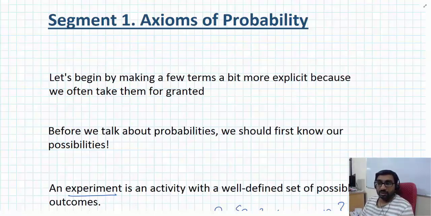An example of an experiment could be rolling a die, or tossing a coin, or running a randomized algorithm, and so on and so forth. And these outcomes that we're talking about are the various possibilities that we can encounter as a result of the experiment. Now, a clear understanding of these possibilities is very important, and we in fact have a very good term for it. We call it the sample space. This is simply the set of all possible outcomes when you run an experiment.